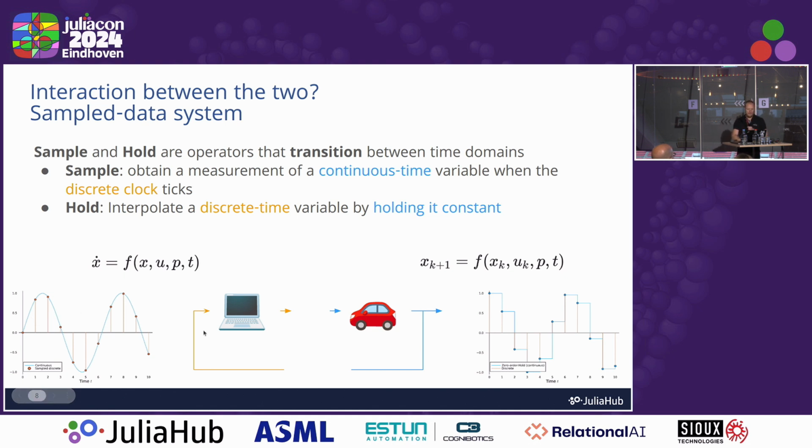All right. And then we insert a sample operator. So we take a measurement of what is going on here, maybe using an accelerometer. And we do that when the clock ticks. And the clock here maybe belongs in a computer or some electronic device. And then we get a sample, a measurement, and that is represented here in orange in this curve.